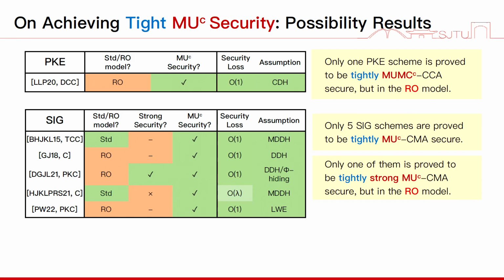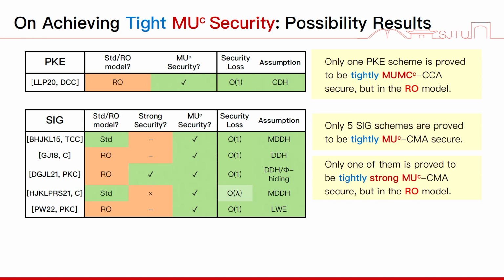Indeed, there are very few constructions with tight MUC security in the literature, even in the random oracle model. For PKE, only one PKE scheme is proved to be tightly MCC CCA secure, and it is proposed by Li et al. But it relies on the random oracle model. And for signature schemes, there are only 5 schemes proved to be tightly MUC CMA secure. And only one of them is proved to be tightly strong MUC CMA secure.